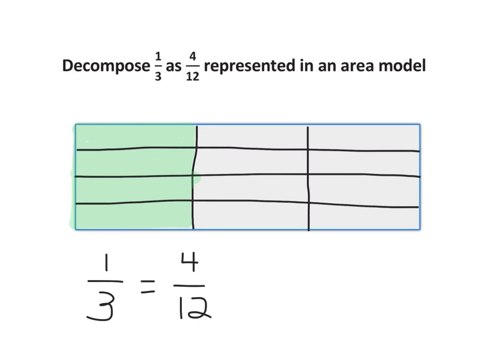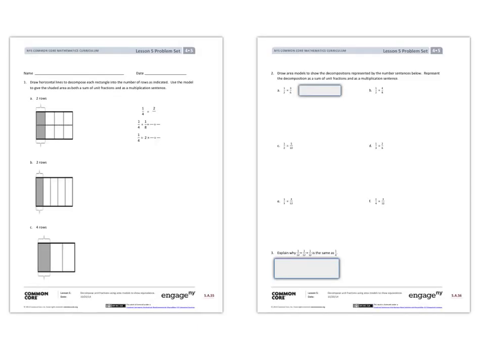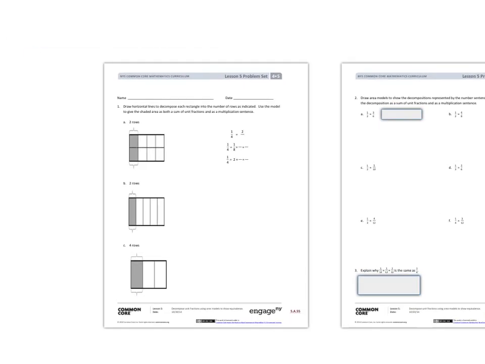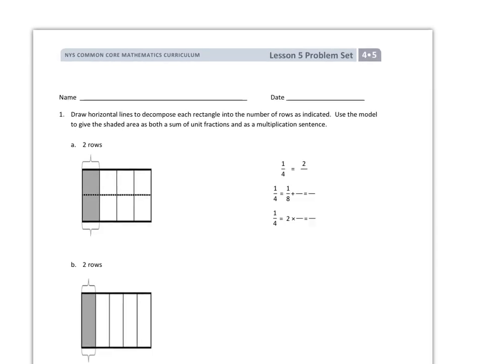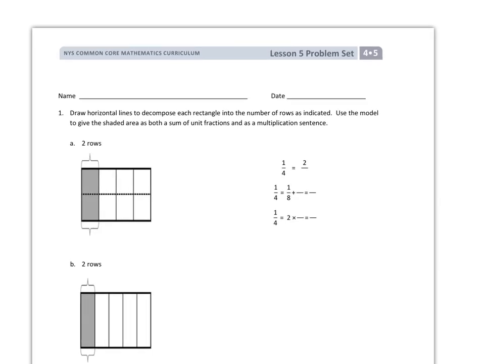The examples, let's get into today's lesson, problem set 5. It says to draw horizontal lines to decompose each rectangle into the numbered rows as indicated. Use the model to give the shaded area as both a sum of unit fractions, that means to add them up, and then we'll make that a multiplication sentence.